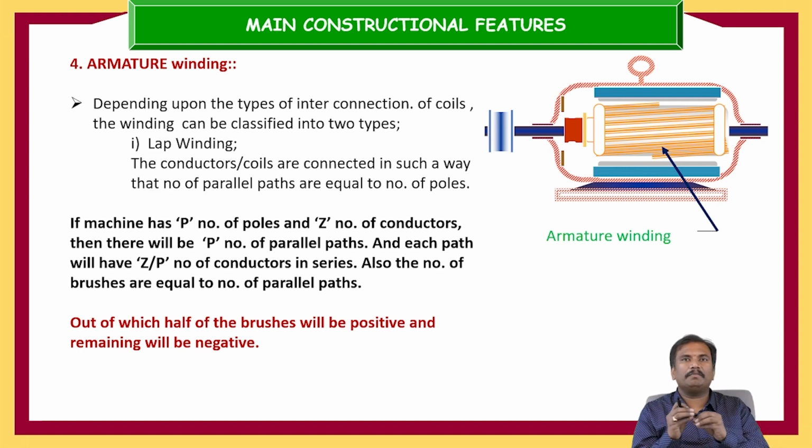Whenever we have a number of parallel paths, we have to collect the current from those parallel paths. Out of the brushes, half will be positive and the remaining will be negative, since we need positive and negative for the voltage. So, if there are n number of brushes, n by 2 brushes will be positive and n by 2 brushes will be negative.